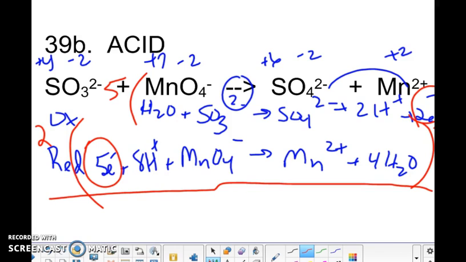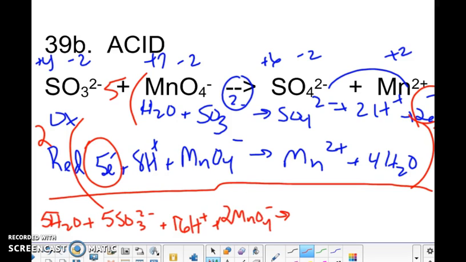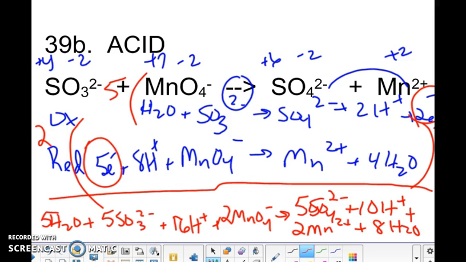So let's see what happens when I do this. Are you ready? So we have 5H2O plus 5SO3 2 minus, plus 2 times 8 is 16 H plus, 2 MnO4 minus, making, let's see here, we have 5 SO4 2 minus, plus 10 H plus, I'm running out of room, plus 2 Mn2 plus, plus 8 H2O. So what do you notice here? Let me scroll this up. What do you notice here?